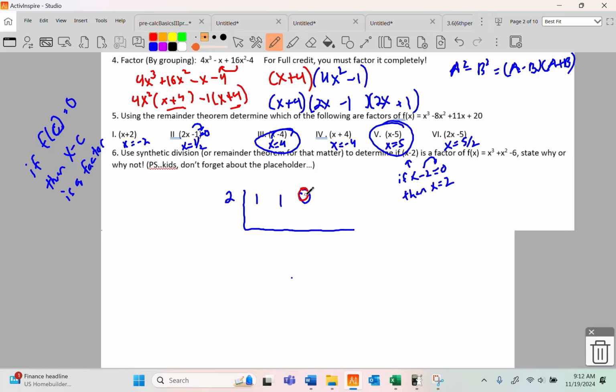0. Placeholders. Minus 6. We drop the 1, we multiply and get 2, we add and get 3. By the way, your acronym for this, DMA. 2 times 3 is 6. 0 plus 6 is 6, because I'm multiplying and then I'm adding. And I have made a mistake somewhere. 1, 1, 0, negative 6.